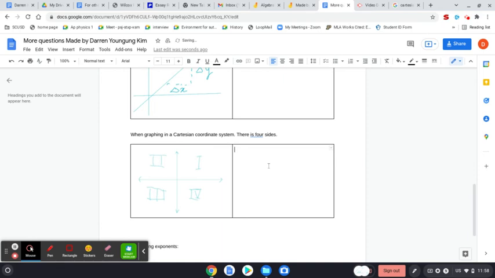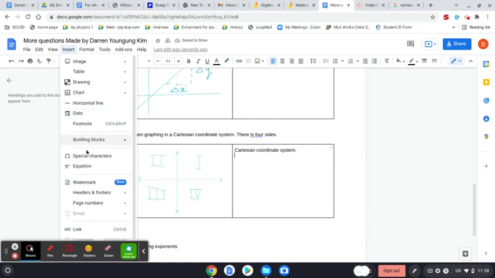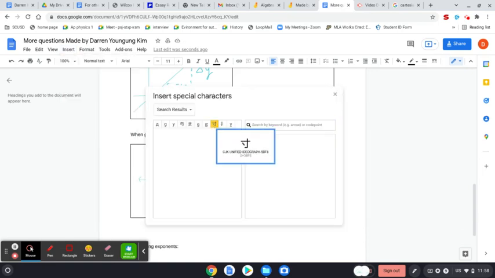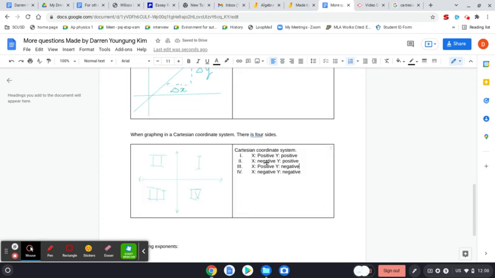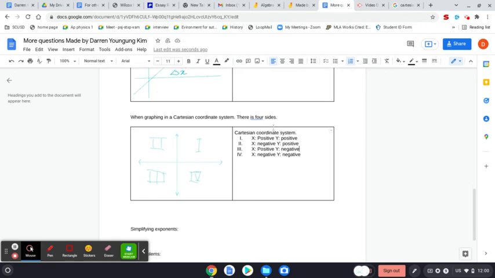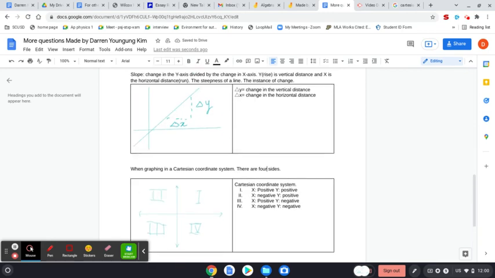So that's the quadratic table. So just say it has 4 sides. Oh wait a second, I need the Roman numeral I. Alright. Insert special character, Roman numeral I. Let me actually pause this again. So I have described it like this. Good enough description. There's 4 sides, and that's how I would describe that.